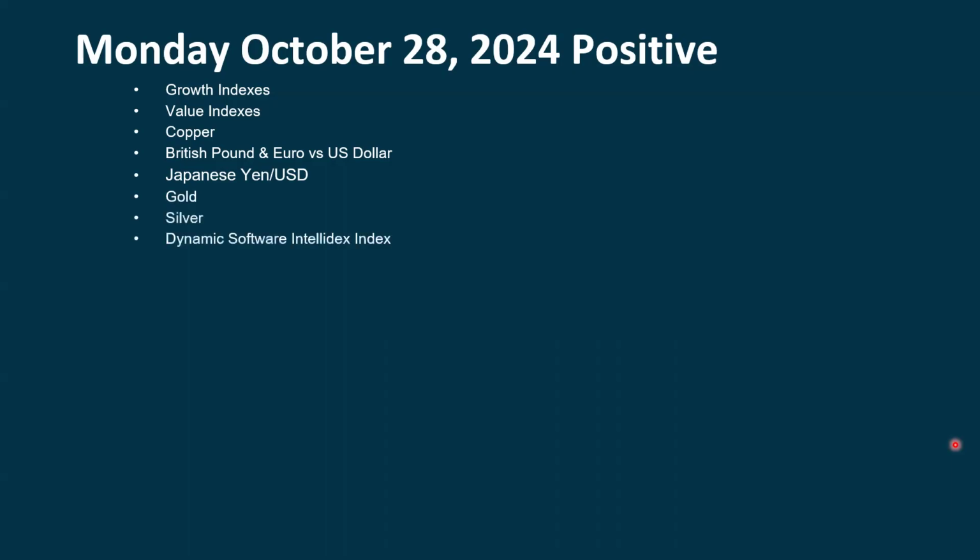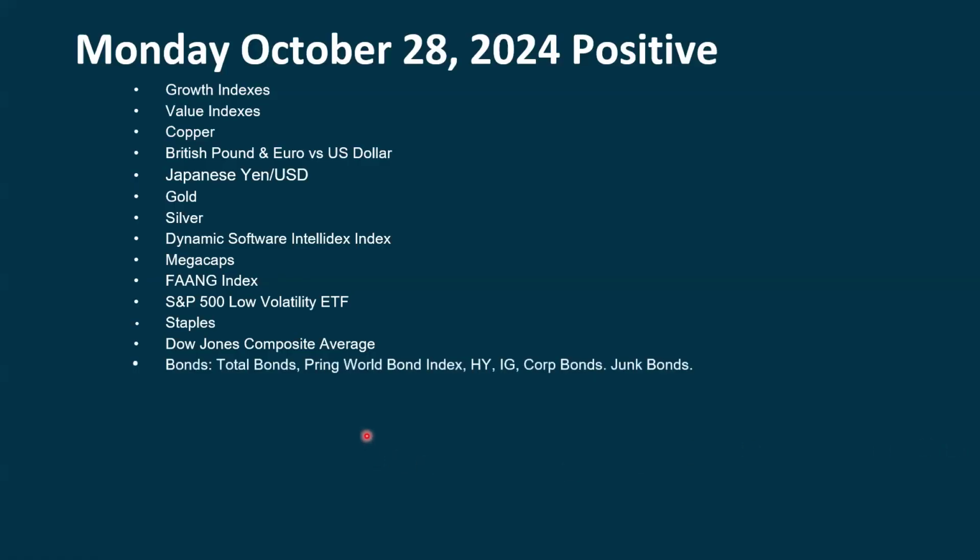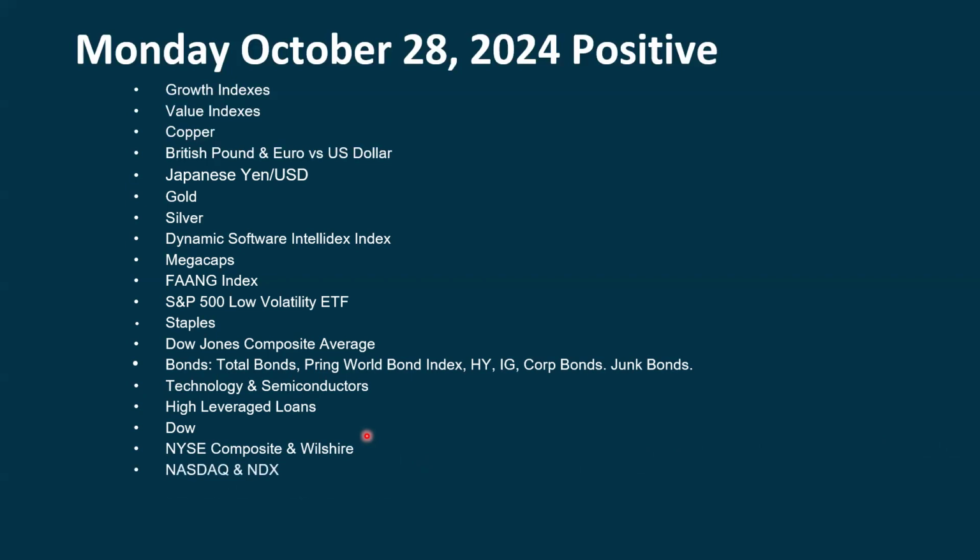Gold, silver in uptrends, the big software companies, mega caps, the FANG index, low volatility ETF when you look at it by itself, but when you compare it to the S&P, it's really underperforming. Staples are in an uptrend, the Dow Jones Composite Average, all the different bonds that we look at based on price are still in uptrends, even though they've been weak lately. The tech sector, as well as semiconductors, high leverage loans, which I use as kind of another barometer of the economy. The Dow, the NYSE Composite and Wilshire, which are broad market measures. The NASDAQ and NASDAQ 100, mid caps, small caps, and micro caps. Those are all still in uptrends. All stocks, both US and international, and then emerging markets are in an uptrend.